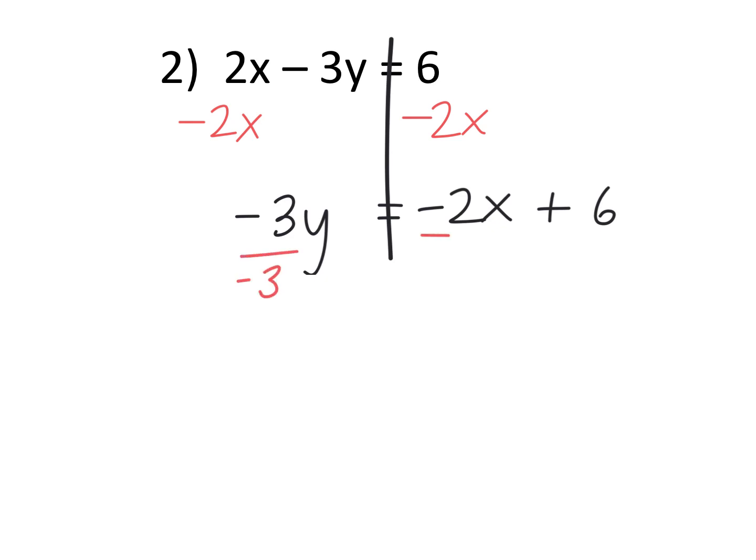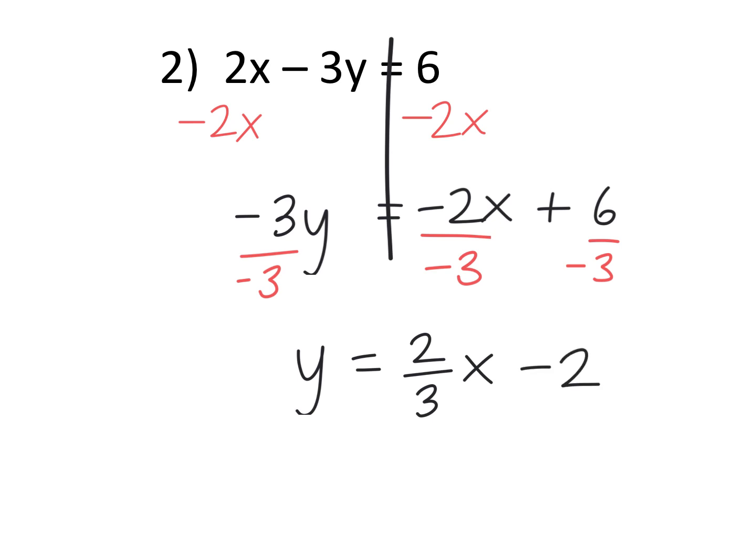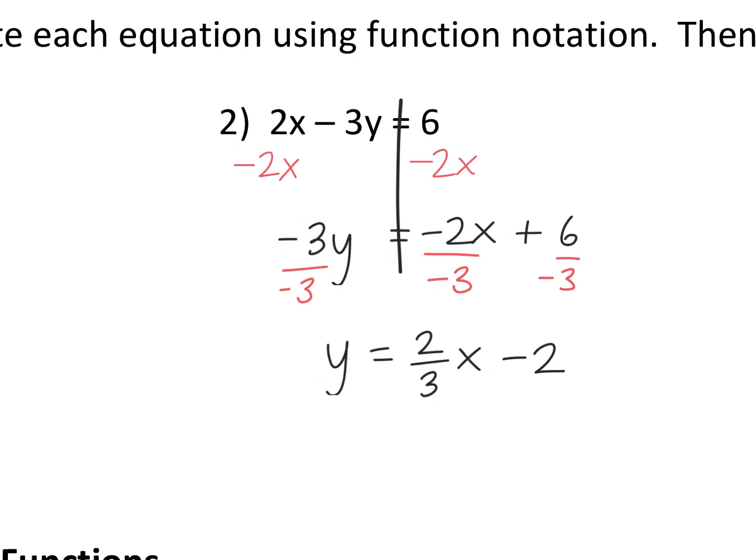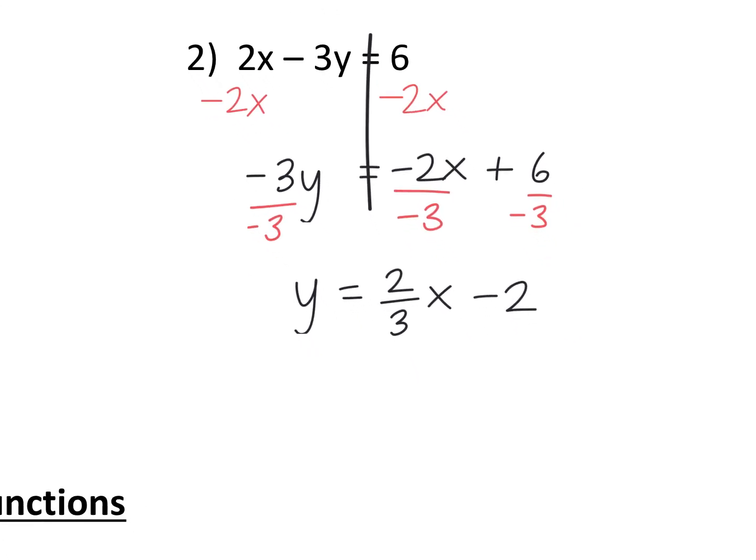Divide by negative 3, and they all get divided by negative 3, or you can do one big division bar, I don't care. And you get y equals negative divided by negative would get you positive 2/3 x, and positive 6 divided by negative 3 would get me negative 2. Okay, so you have this. It's now y equals, so now you just have to replace y with f of x.